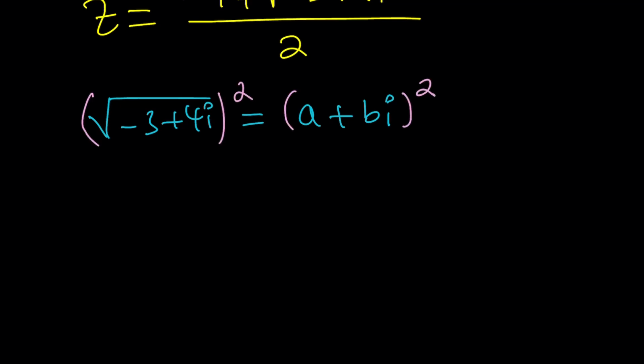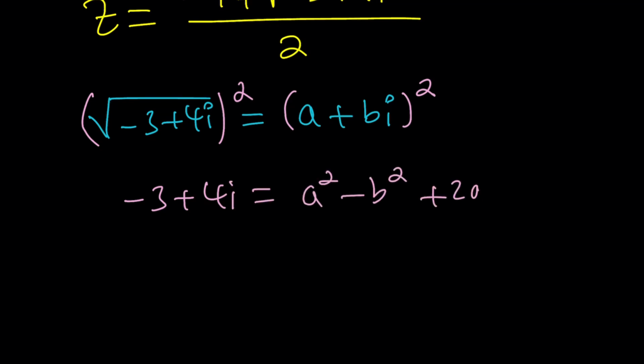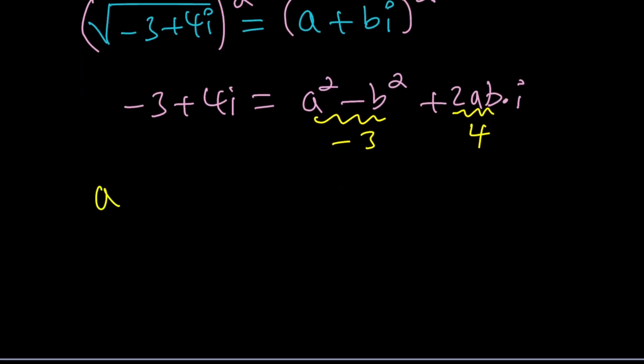And that gives us negative 3 plus 4i equals a squared minus b squared plus 2abi. Notice that bi, when squared, gives us negative b squared. Cool. Now let's go ahead and compare the real parts first. This is the real part, it's equal to negative 3. This is the imaginary part, it's equal to 4. Make sense? So from here, we do get a system of equations.